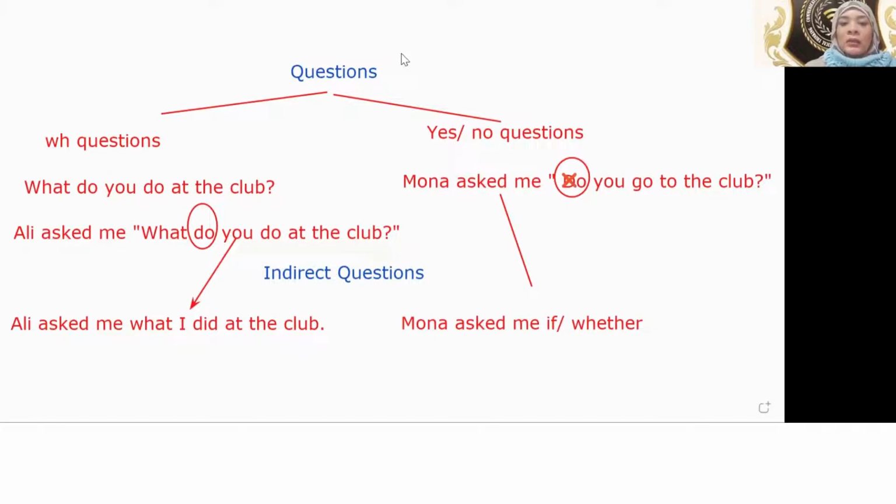Now change the pronouns. Let's go and see. You will be what? Whether I. Yes, exactly. So we change it according to the meaning. If or whether I go, it's in the present simple, so we will go backward one step. So it will be if I went to the club.